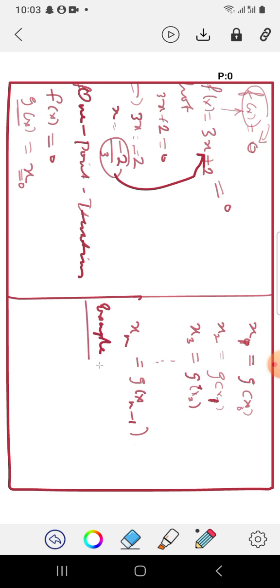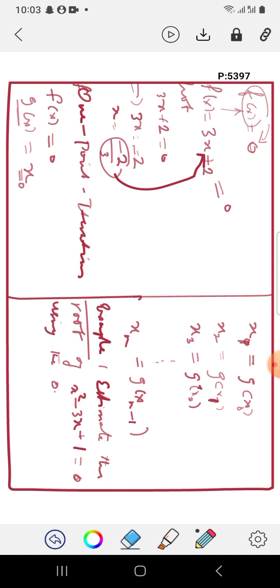In this example, we have to estimate the root of x squared minus 3x plus 1 equal to 0 using the 1 point iteration technique. Okay, we should use the 1 point iteration technique.